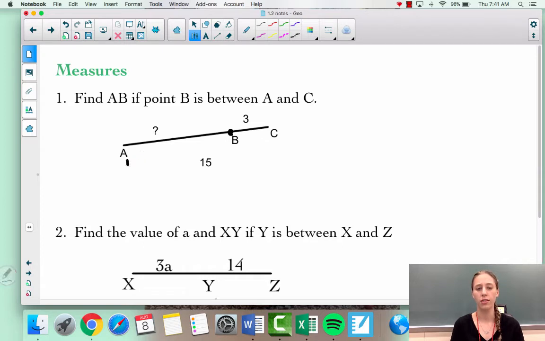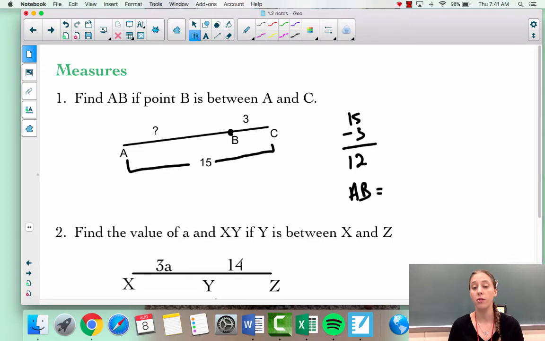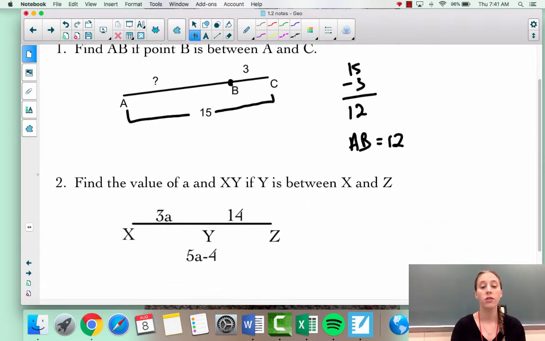And you notice here that we've got it labeled that the whole segment is 15 and B to C is 3. So all you have to do is subtract, and then you get that the length of AB is equal to 12, and you'd be done. So this is knowing that one part of a segment plus another part of the segment can equal the total. So the same concept is going to be used in number 2. It's just already got equations and things in place.